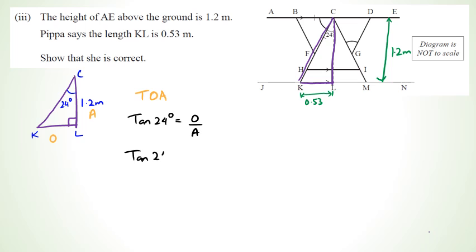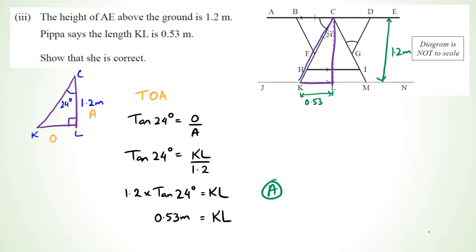So tan of 24 degrees is equal to KL divided by adjacent, which is 1.2. And you're going to get 1.2 multiplied by tan 24, which equals KL. And when you solve this, you should get 0.53 meters as KL. Okay, and that gets you an achieved.